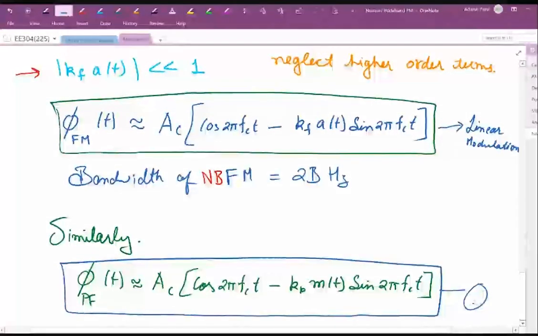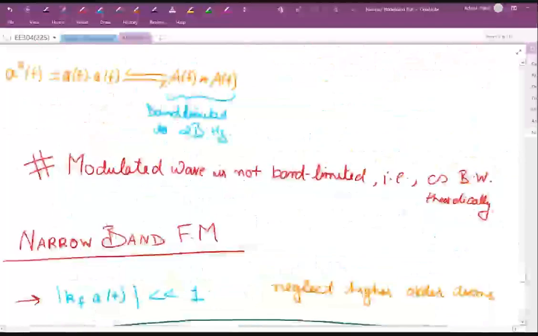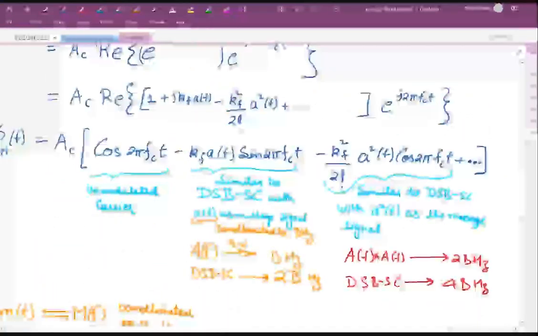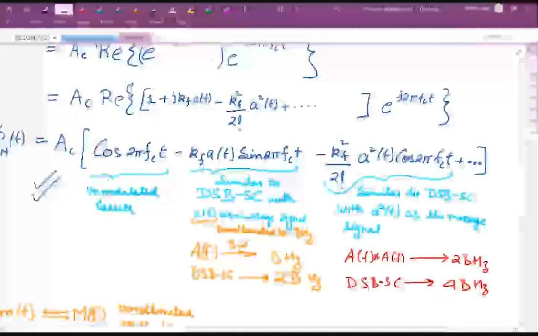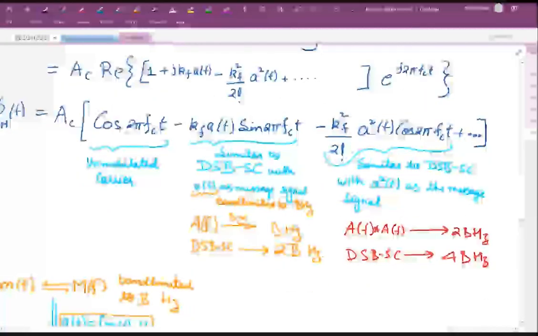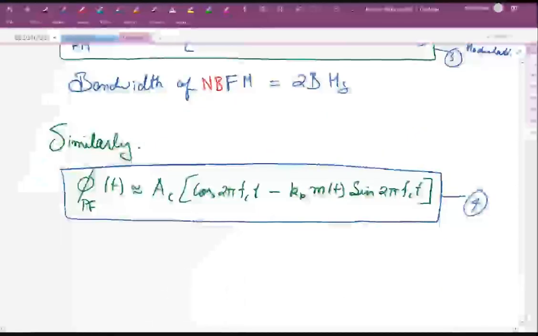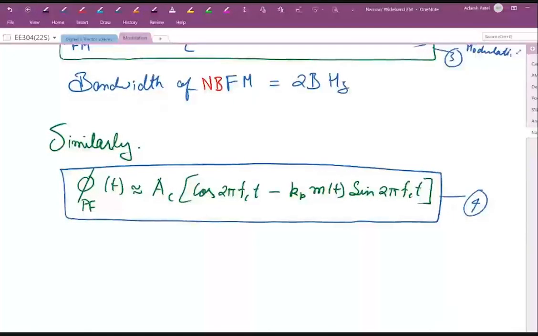This should be 4 and 3, and they both are again linear modulation now. Initially they were not linear; these were non-linear expressions. But because of this approximation, what we have done, we have made them linear. Okay, we have made them linear. So I will just quickly wrap it up by defining a few more things.